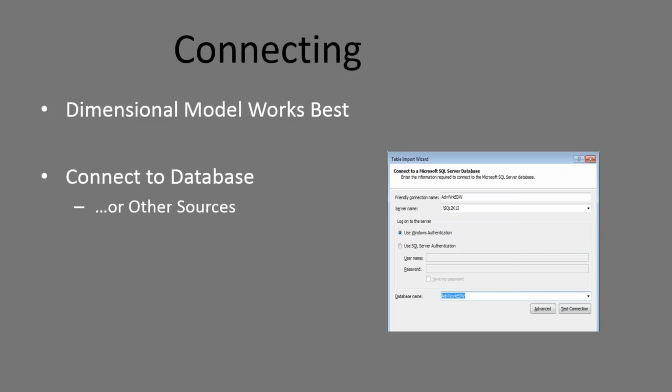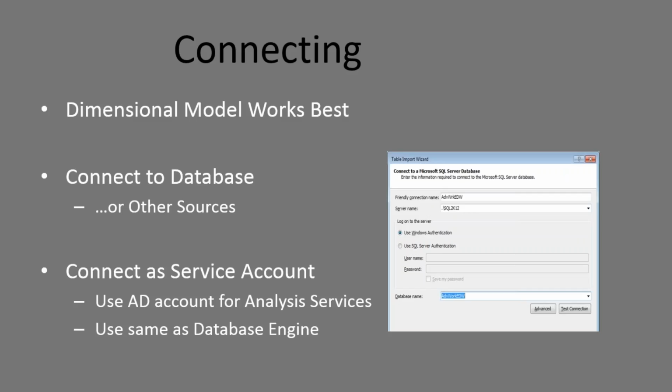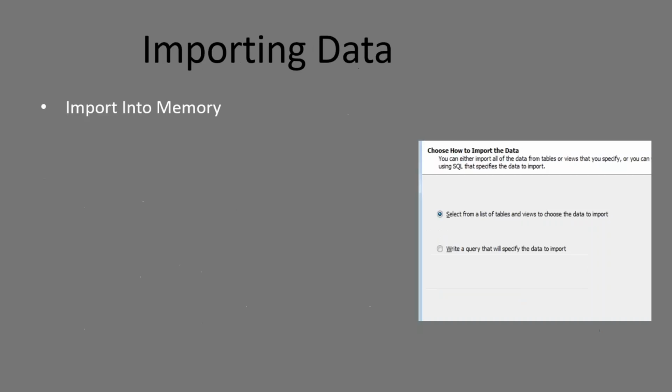So you connect to the database. It doesn't have to be to a dimensional model or a relational database. You can actually connect to other sources. You do have to have some security involved in developing an Analysis Services database. The best practice is to use an AD account, and you either make that same AD account the service for the database engine as well as the service for Analysis Services so they can talk to each other, or you just have to make sure the security between those accounts works both ways.